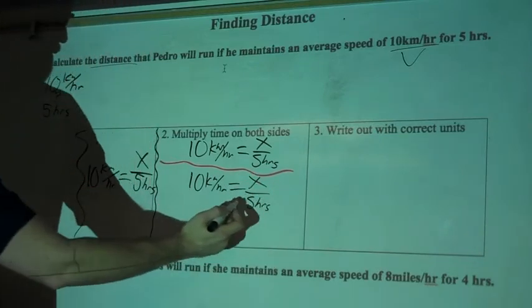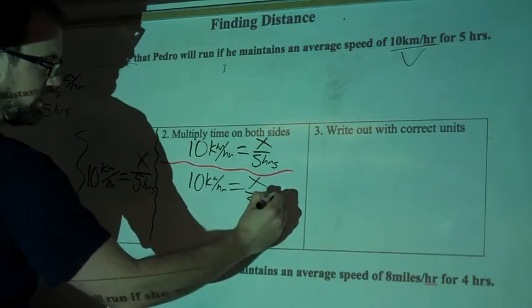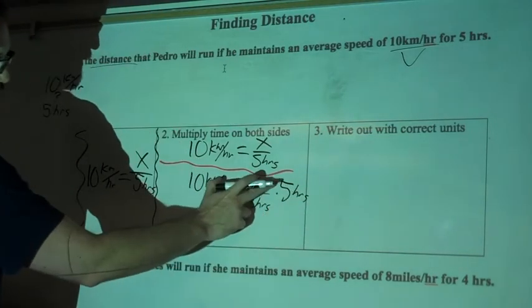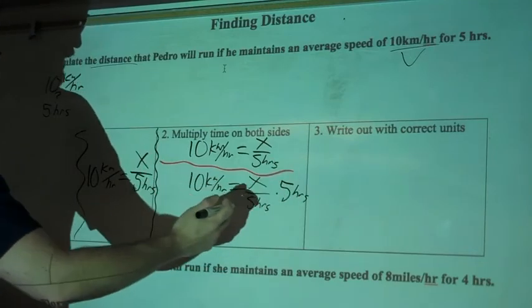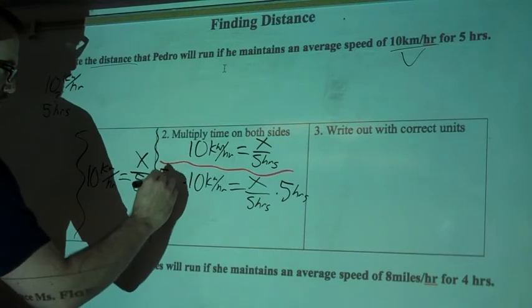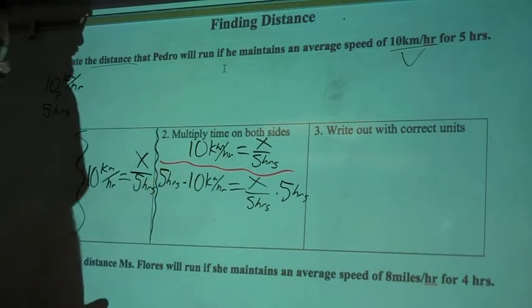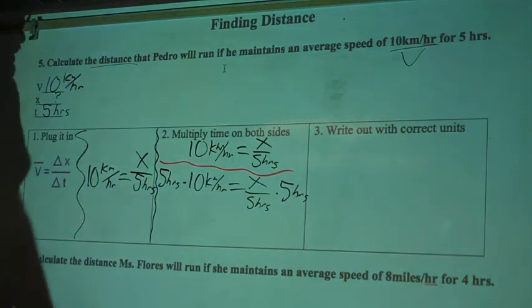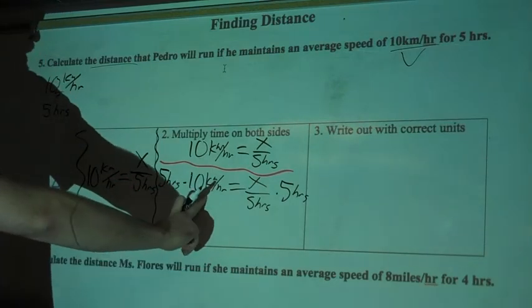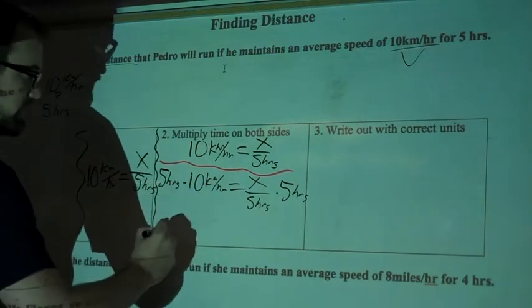And I'm going to multiply 5 hours on this side of the equation. What that's going to do is I'll have 5 hours on the top, 5 hours on the bottom, they'll cancel out. But if I do it to this side, I have to do the same thing to this side. So I'll multiply 5 hours on this side too. So now over here I have 5 hours times 10 kilometers per hour. 5 times 10 is going to give me 50.